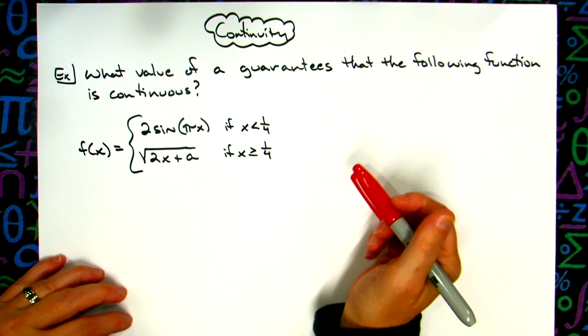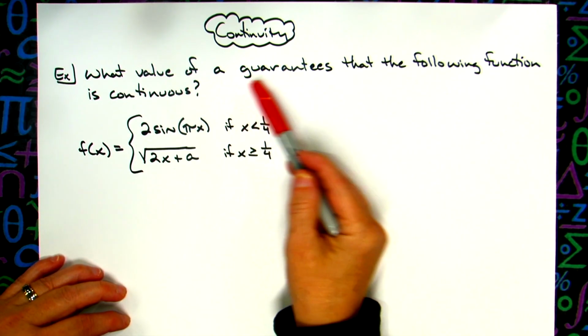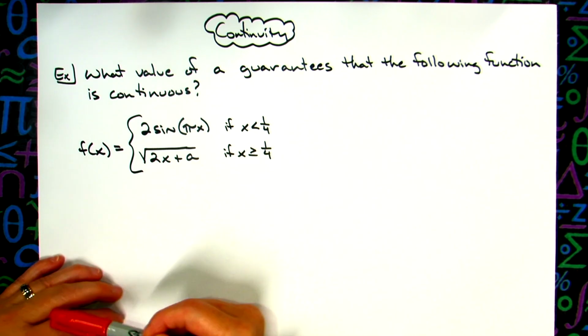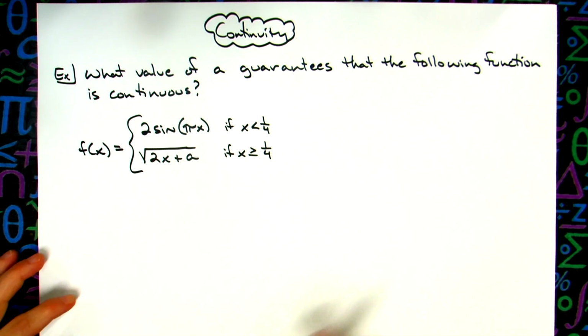In this video, we're going to take a look at continuity of a piecewise function. What value of a guarantees that the following function is continuous? All right, so we've got an a in here. So basically, this is just an algebraic approach to do this.